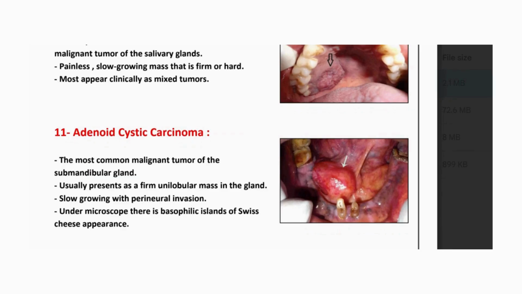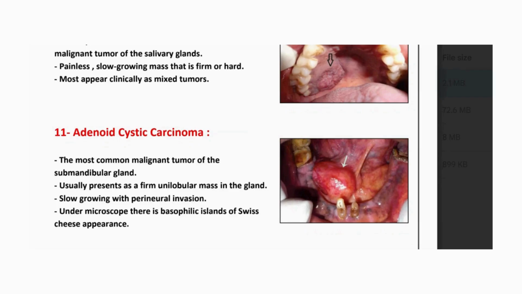You may be given in the history that it presents as a firm unilobular mass in the gland. It is slowly growing. The patient comes to you and says that there is a mass growing slowly on the floor of the mouth, on the left or the right side. The patient was not having any problem, but now he thinks that there is some numbness. That includes the neural part as well, so perineural invasion has occurred.